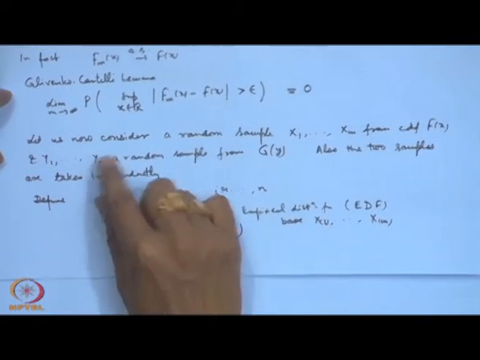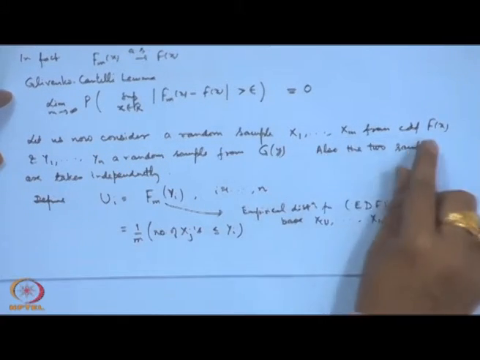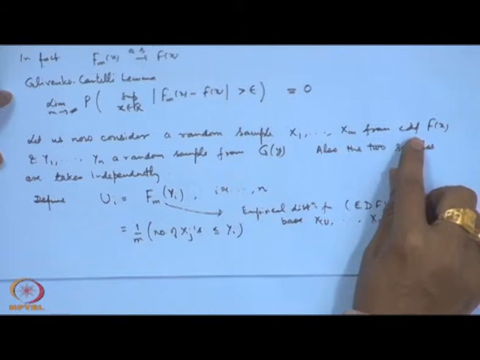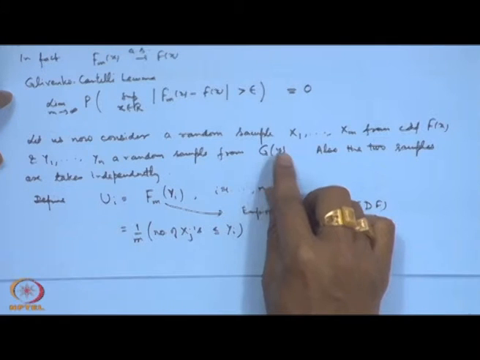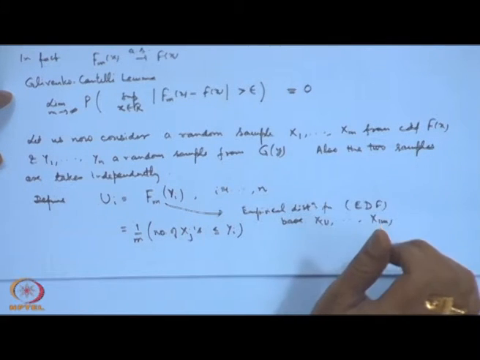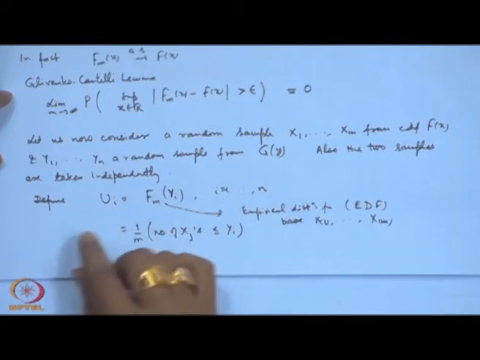In the previous lecture, I had defined two types of statistics. Let me recall those things. So, we are considering that a random sample x 1, x 2, x n is taken from a CDF f x, and y 1, y 2, y n is a random sample from a CDF g y, and we also assume that the two samples are taken independently.